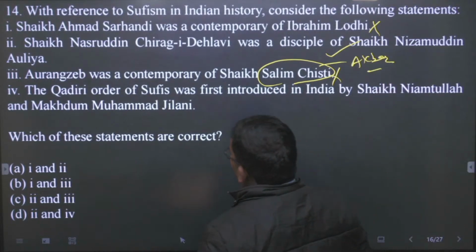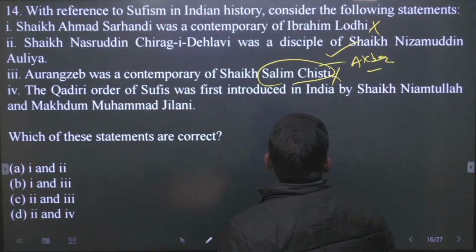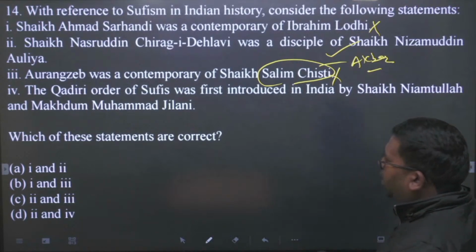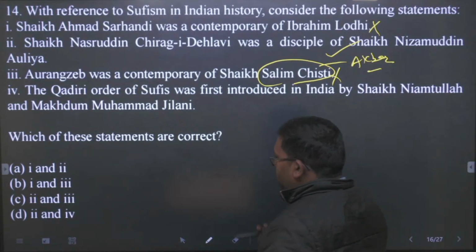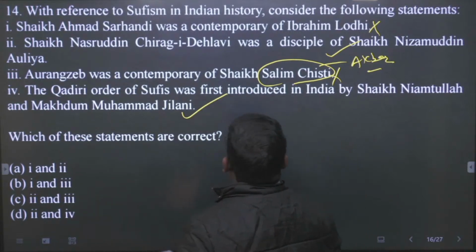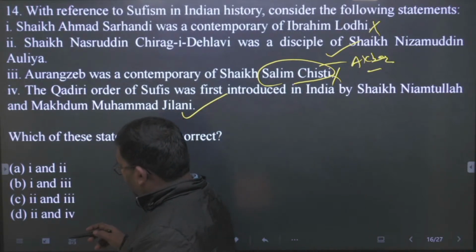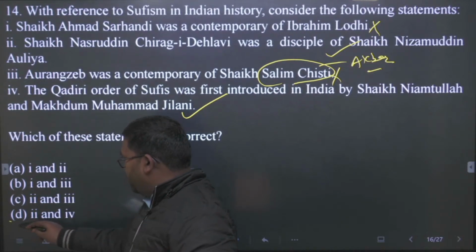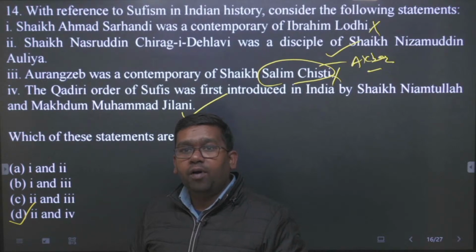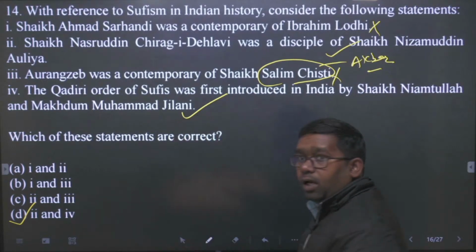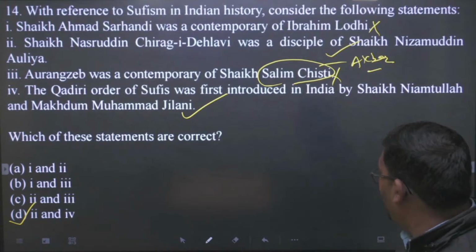Qadri order of Sufi was first introduced in India by Sheikh Nematullah and the Makhdum Muhammad Jilani. Yes, so this is also true. So our answer will be 2 and 4. Okay, 2 and 4 will be the answer of our question here. Now let us discuss the other questions.